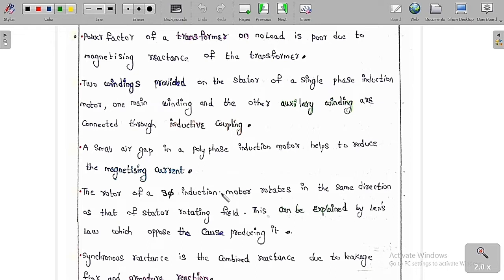A small air gap in a polyphase induction motor helps to reduce the magnetizing current. A lesser air gap gives you a lesser amount of magnetizing current. More air gap means we require more magnetizing current to produce the flux in a polyphase induction motor.